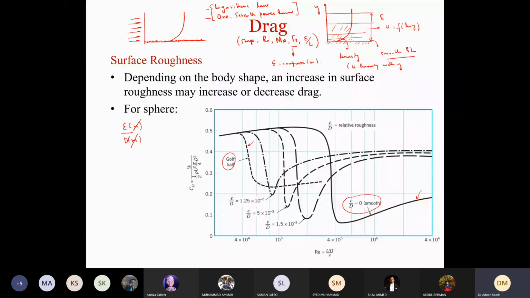And a golf ball also has dimples on top of it, and it also has a rough surface. You can feel the roughness while touching the golf ball. That golf ball is represented by this first line here, right? And it is spherical in shape, so the results are also given for a golf ball. This is how roughness affects the drag force or drag coefficient.